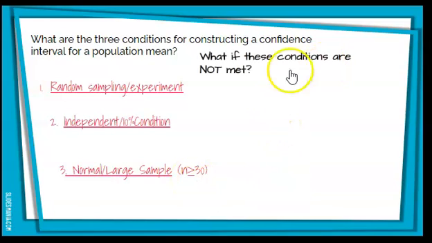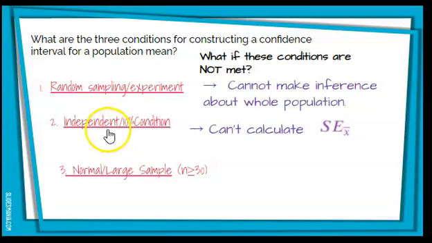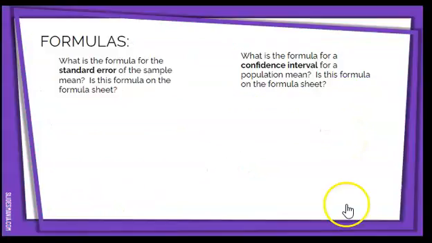So then what happens if these aren't met? What if they fail one of these? Well, if it's not random, that means that whatever conclusion you make, you can't make an inference about the whole population. You can only make it for that sample. What if it's not independent? Well, that means that you really can't calculate the standard error of your x bars. That's going to be a problem as we proceed.